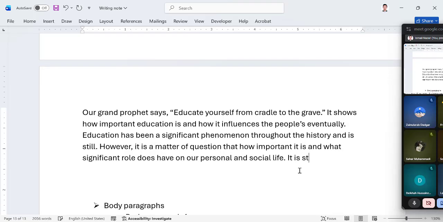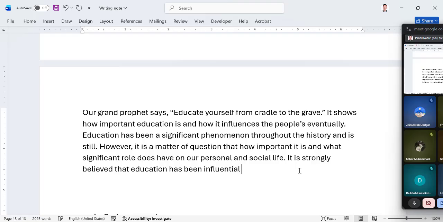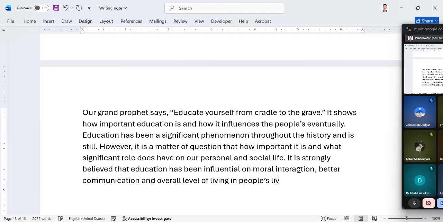It is strongly believed that education has affected or has been influential on moral interactions, better communication, and overall level of living in people's lives.